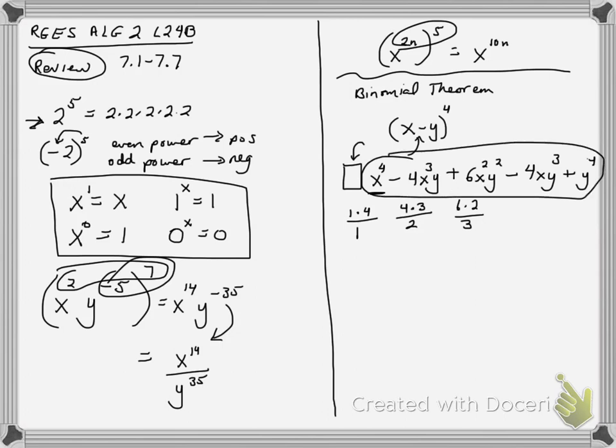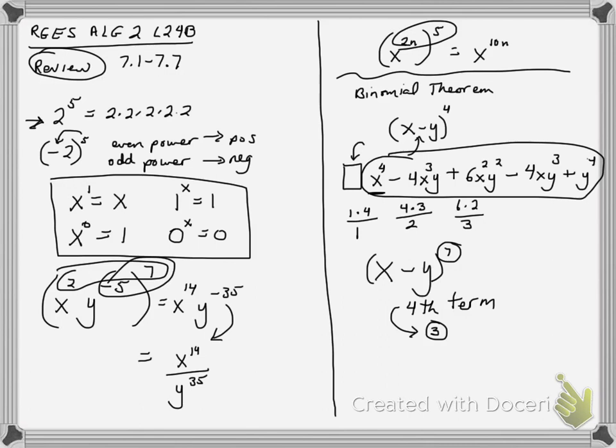Now, what happens if I want just a specific term? Like, let's say I want to do that one again. I have x minus y to the, let's say, 7th power this time, and I want the 4th term. And I don't want to write them all out. What would I do? Well, I'm going to think 1 less than this, so I'm thinking 3. I'm worried about my 3, and I'm worried about my power. And everything's going to be derived from there.